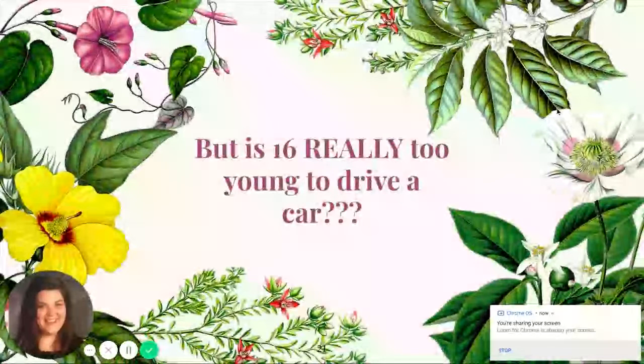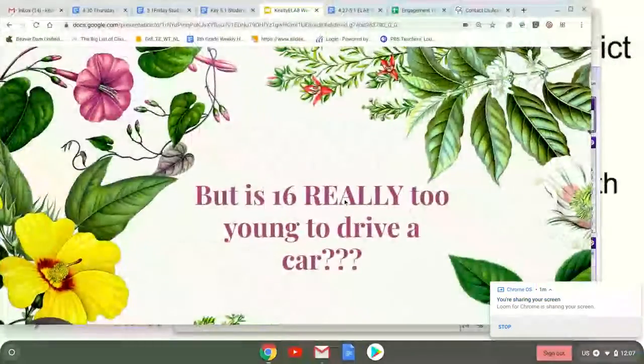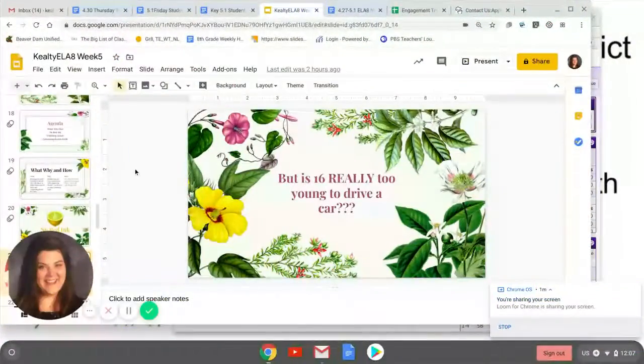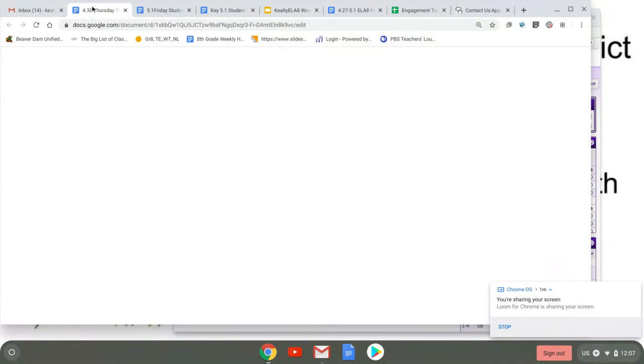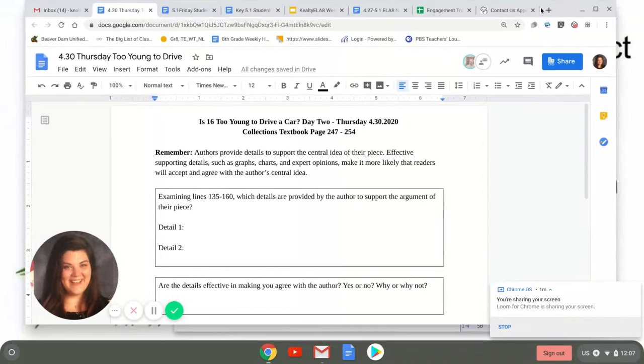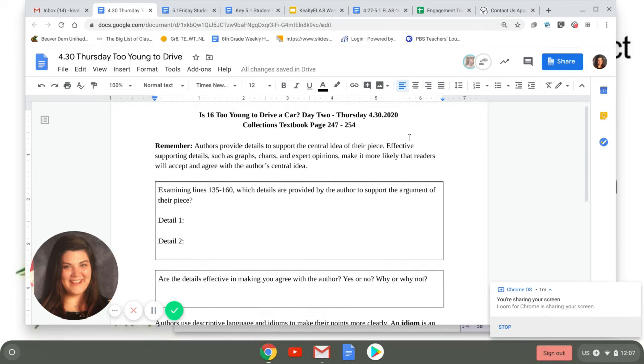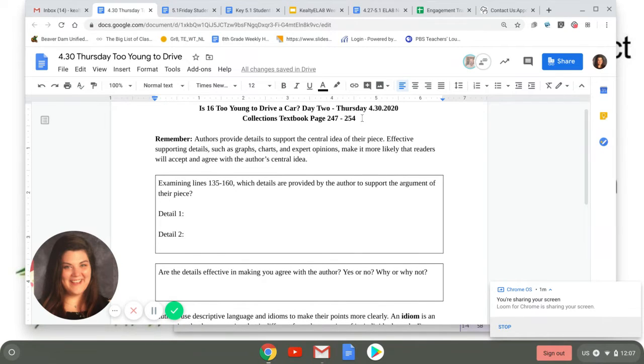So, but is 16 really too young to drive a car? So you all are continuing to read through the arguments that were made. Your guide for today looks like this. It specifically says on here, right, day 2, Thursday, the 30th. And gives you the page numbers again.